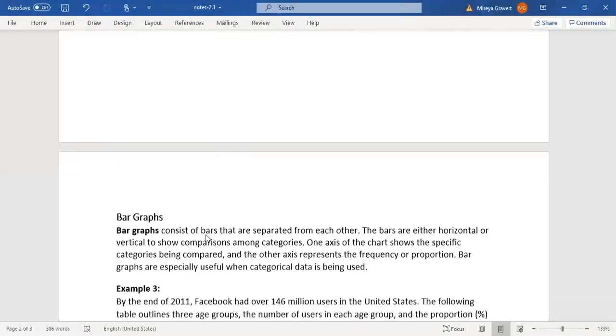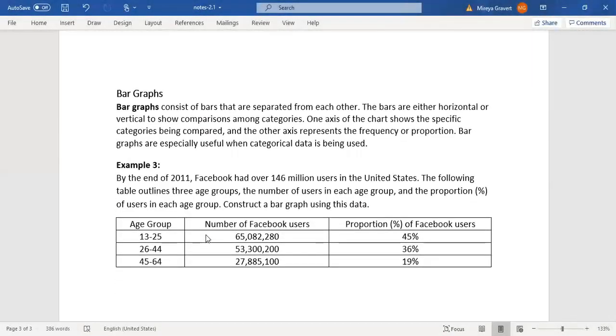So let's look at the next type of graph here. So we have a bar graph. We've talked about this before, but we're going to go ahead and create one. A bar graph consists of bars that are separated from each other. The bars are either horizontal or vertical to show comparisons among categories.